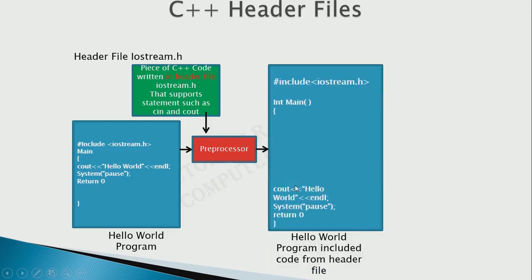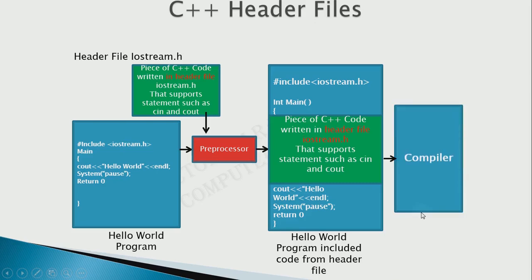Now we can see that the blue program is the Hello World program, and the green box shows the piece of code written in header file iostream.h and is included in the Hello World program by which thing? Yes, by the preprocessor. So once done, the program is then forwarded for compilation, or you can say translation. I hope you remember the other word for compilation is translation.